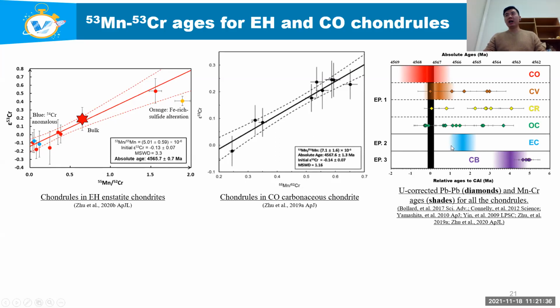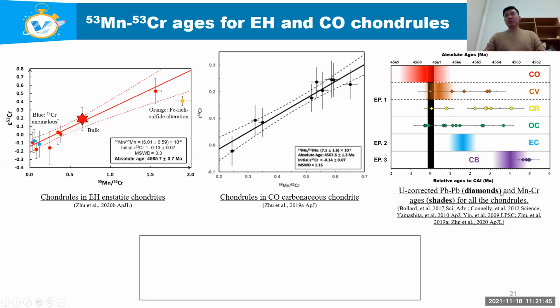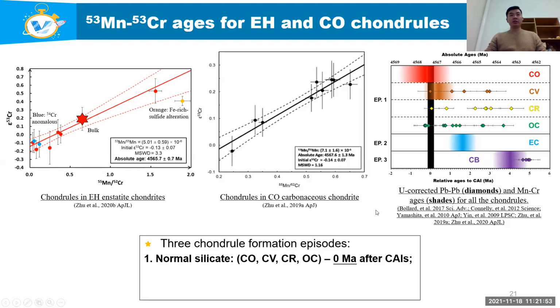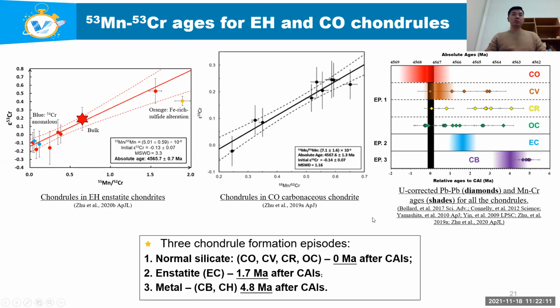And in the right figure, I combined all the uranium-lead ages and the manganese-chromium ages here. The uranium-lead ages are diamonds, and the manganese-chromium ages are shades. So I found maybe there are 3 episodes for chondrule formation, and the first one is the normal silicate chondrules, maybe from CO, CV, CR, and ordinary chondrites. They formed simultaneously with CAIs. Then the enstatite chondrules formed 1.7 million years after CAIs. And finally, the metal-rich chondrules, maybe CB and CH chondrules, formed very late, 4.8 million years after CAIs.